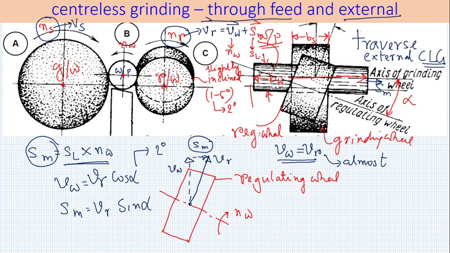rise to longitudinal feed. And in this way, a short workpiece which does not have a large diameter, but its length is larger than the width of the grinding wheel, BW is more than BS, can be ground nicely using centerless grinding. So it has a traverse motion. There is an infeed. Infeed is provided by this one.